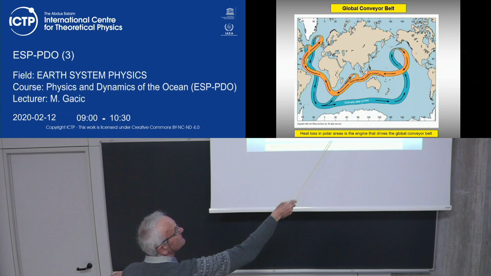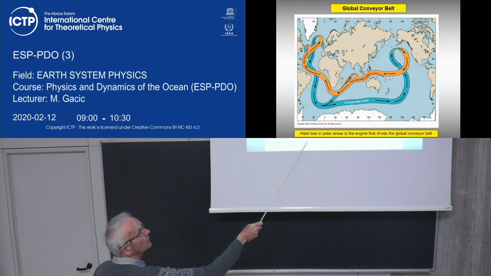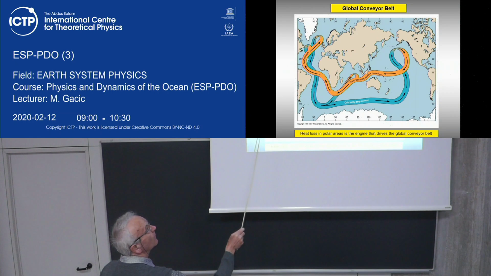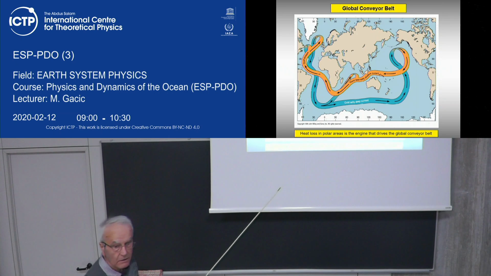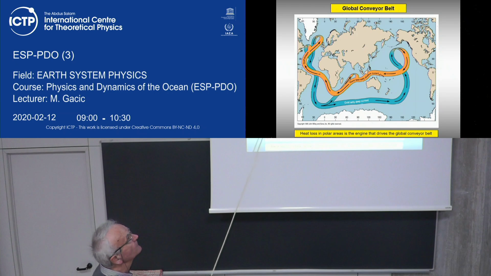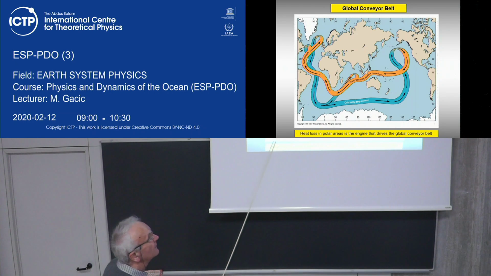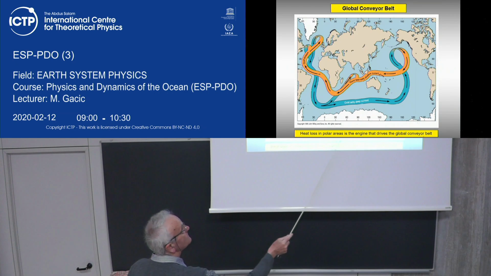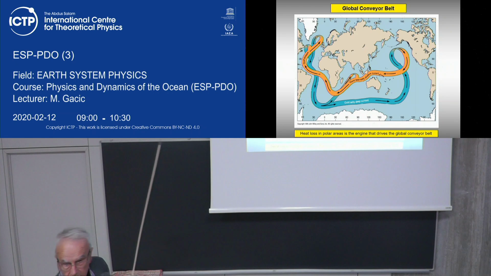Finally, this warm, less salty, shallow water current goes back and then compensates for these losses of heat, losses of water in this area here. So that's how we close this global conveyor belt. On one hand, we have the sinking in the Atlantic.